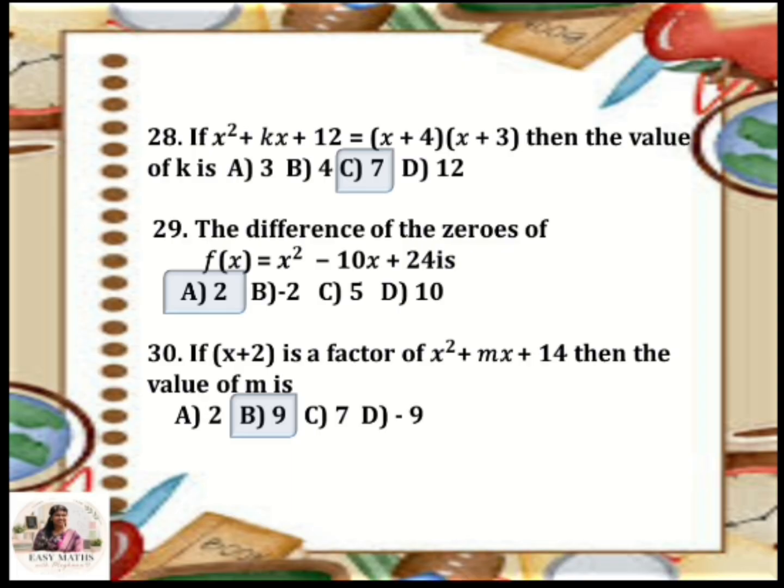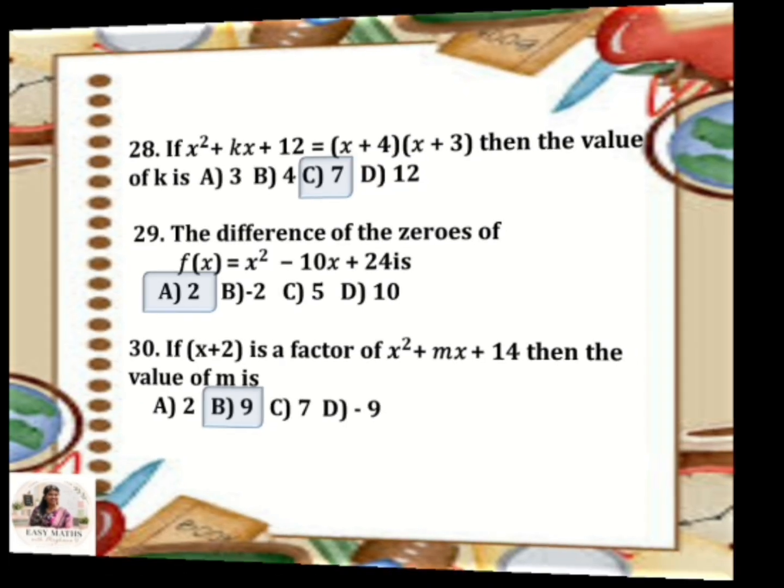So this is regarding the multiple choice questions 28, 29 and 30. Here we have to use the factor theorem, which I will explain in the next video.